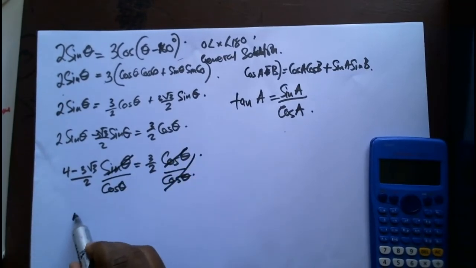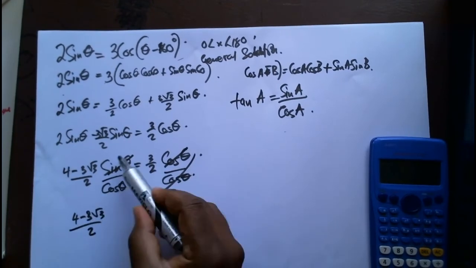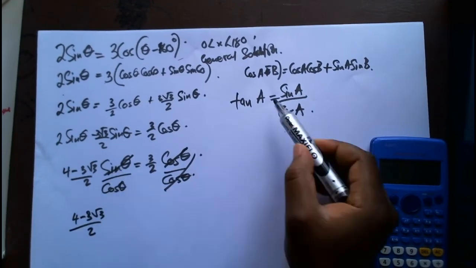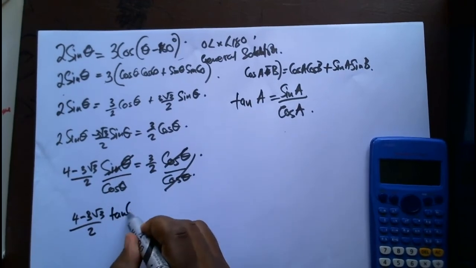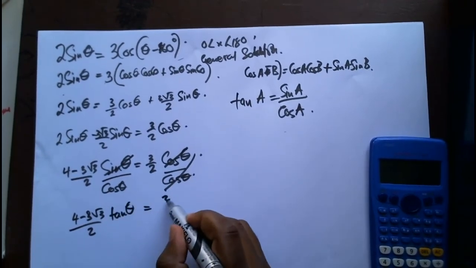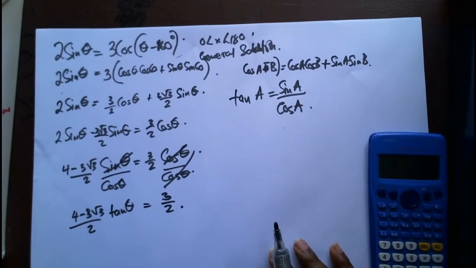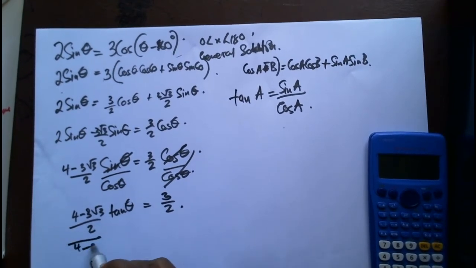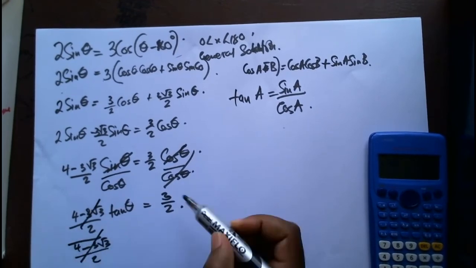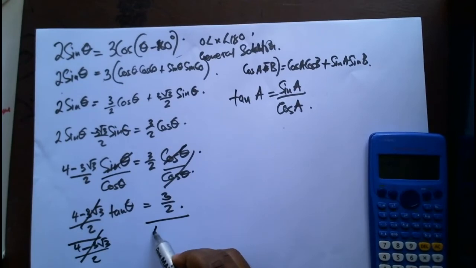Here I'm left with negative 4, 3 root 3 over 2, because sine theta over cos theta is tan theta. So tan theta is equal to 3 over 2, because the cos has cancelled out. Now I divide everywhere by 4 minus 3 root 3 over 2. This cancels this one, and here 4 minus 3 root 3 over 2.